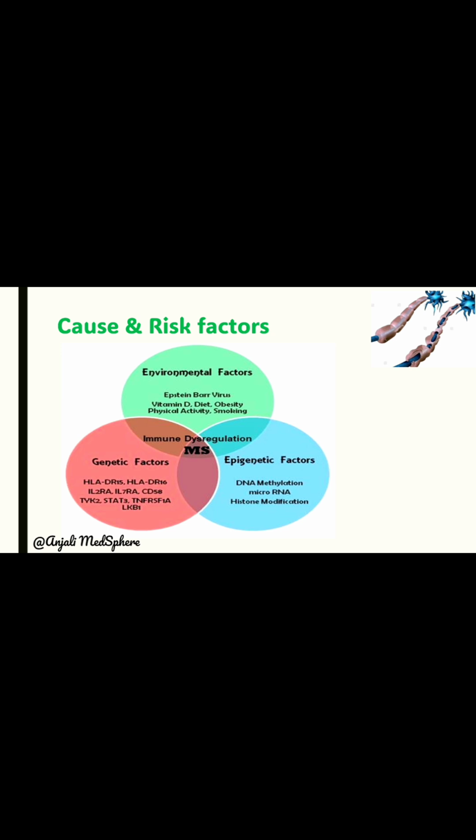Genetic factors such as HLA-DR15, interleukin-2RA, and HLA-DR16: a genetic mutation in any of these genes can act as a risk factor for developing multiple sclerosis. Epigenetic factors means hereditary factors. And one other risk factor is gender. Multiple sclerosis incidence is seen especially in females, especially in the age group of 20 to 40 years. So these are the risk factors and causes of multiple sclerosis.